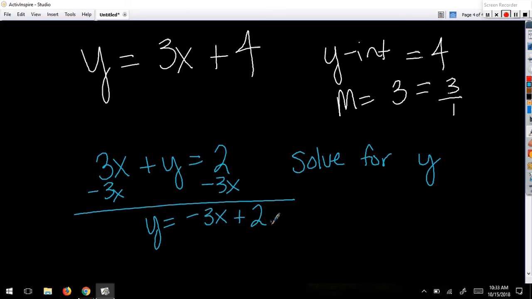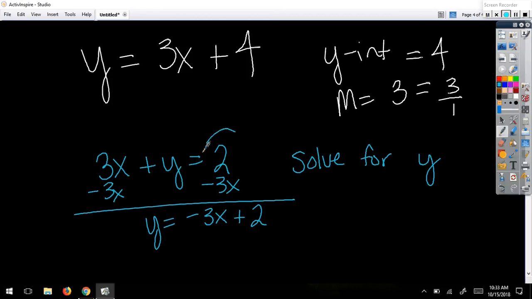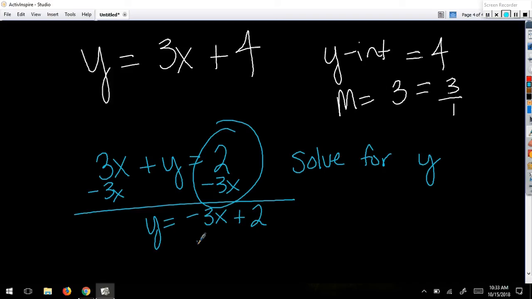Now it looks like this one. So what's the y-intercept? It's right there after the equal. 2 minus 3x is the same thing as negative 3x plus 2. I just switched them around there. Y'all good?